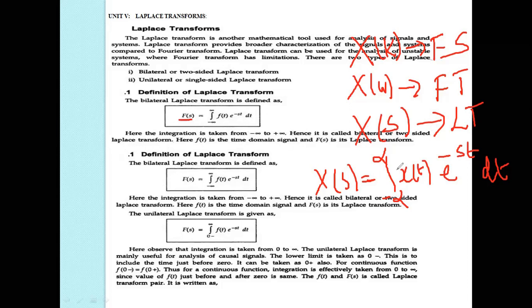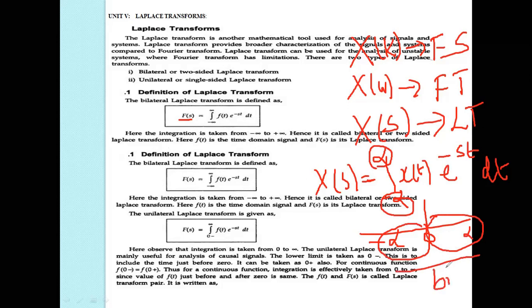It is bilateral or two-sided because of plus infinite and minus infinite; it varies from minus infinite to 0 and 0 to infinite at the origin. So this one is left-sided and this one is right-sided. Both we can call a bilateral or two-sided Laplace transformation. Here f of t is a time domain signal, and f of s, or x of s, is the Laplace transform.